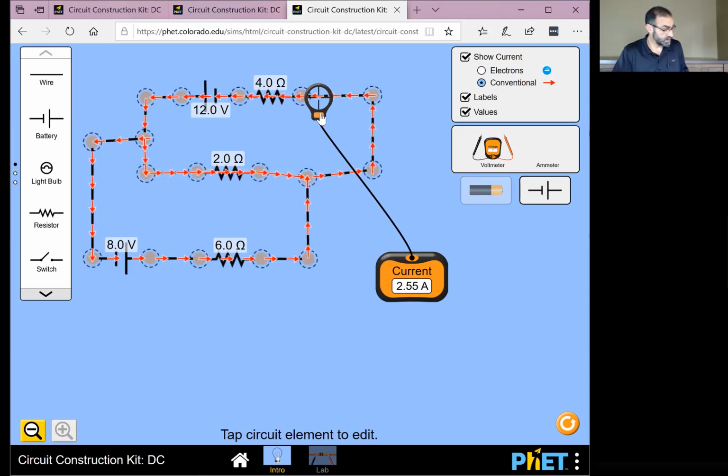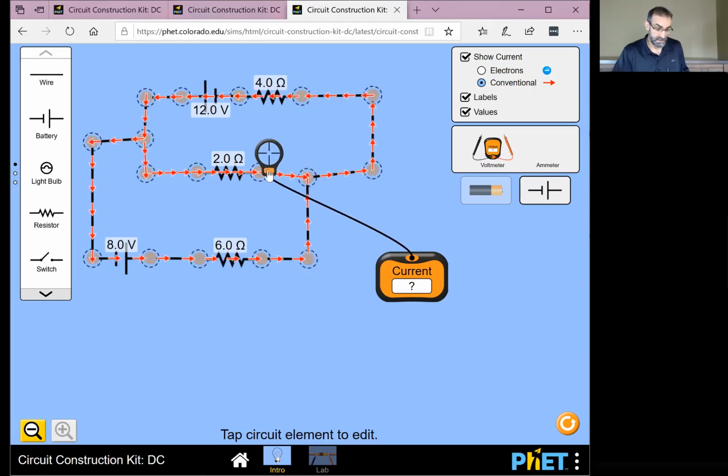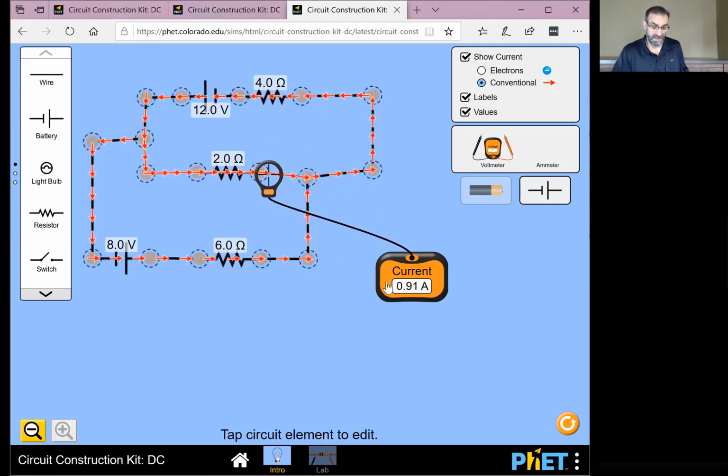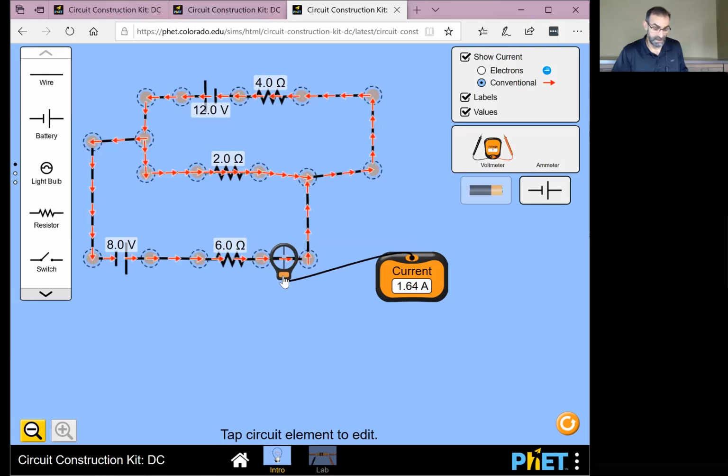And I2, 0.909. 0.91, this meter only goes to 2 decimal places, so it's rounding off to 2 decimal places. And I6, 1.64. We're good. See how easy that is? Set up the circuit, check your results.